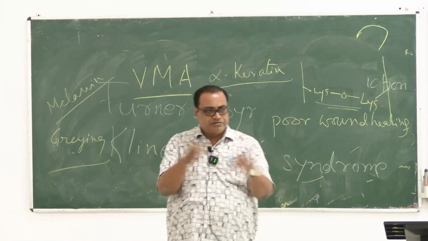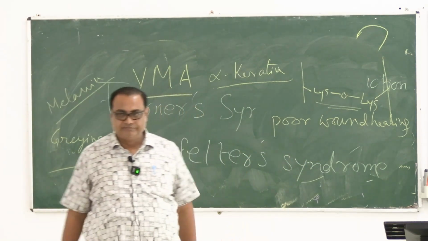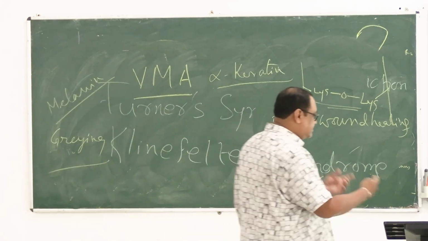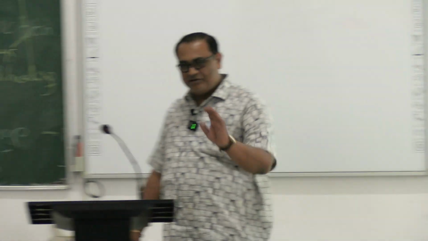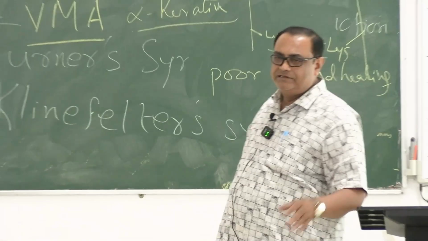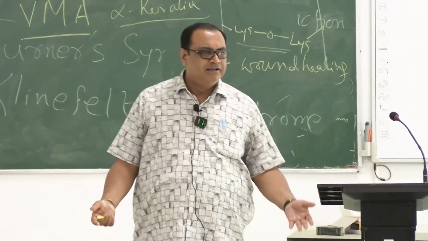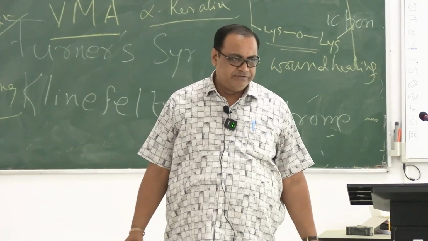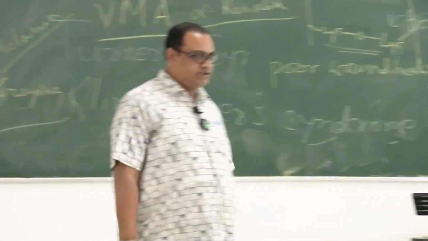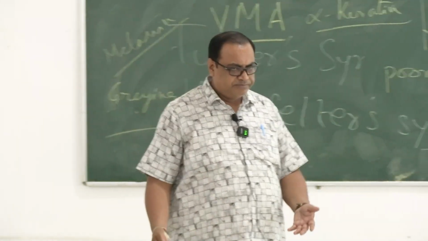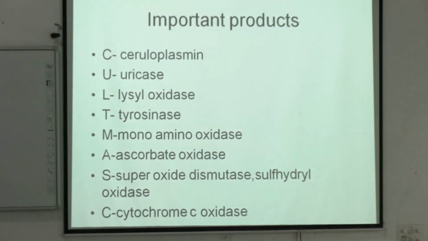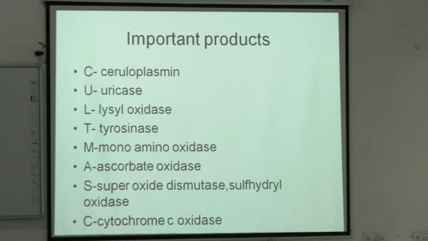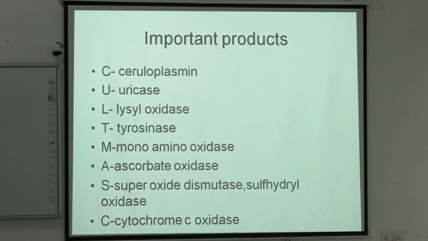This enzyme forms cross-linking with the alpha keratin. Next, cytochrome oxidase. Where do you find cytochrome oxidase? In the electron transport chain. Cytochrome oxidase itself contains copper. Cytochrome C oxidase means the enzyme which is responsible for the transfer of electrons from cytochrome C. So this is the importance of copper.